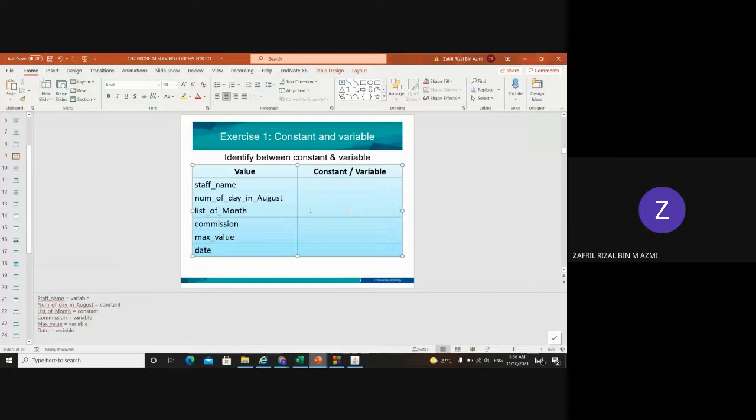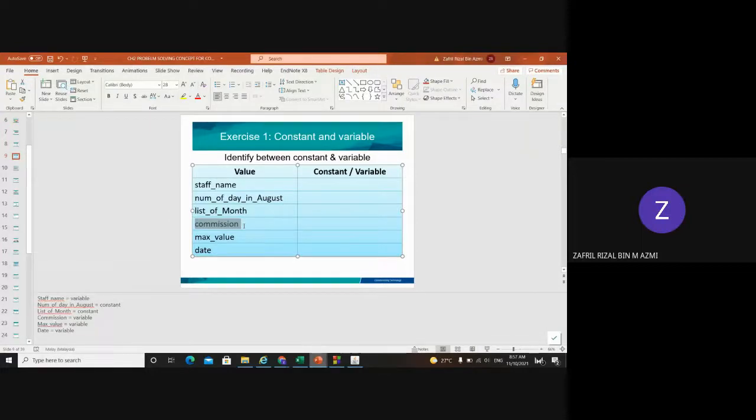Well, yeah, it depends on how you want to make your program. If you want to make the list of months interchangeable during the program, you may declare it as a normal variable. Commission is a variable, but let's say your company has a fixed commission. Throughout the program, the commission is 2% only. So it becomes a constant.